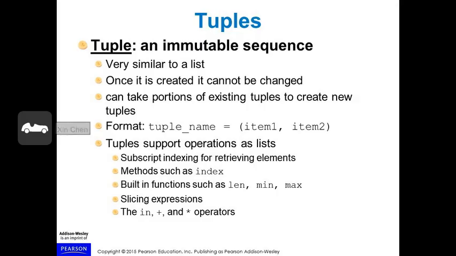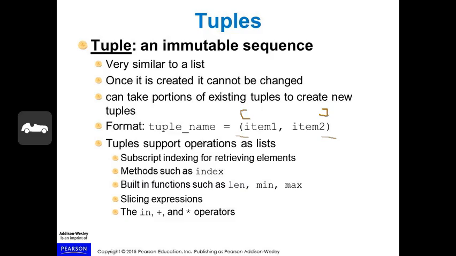A tuple is a sequence. It's very much like a list. The primary difference between tuples and lists is that tuples are immutable. That means once a tuple is created, it cannot be changed. When you create a tuple, you enclose its elements in a set of parentheses. So list is using the bracket, but tuple is using the parentheses.